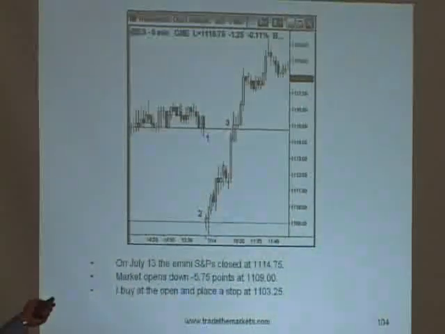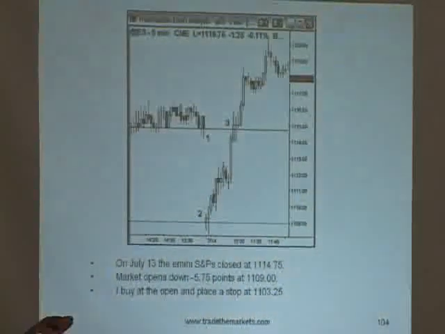So what I'm going to do is, it's 1114.75, then I'm just going to put my sell limit at 1114.50. Okay? Make sense? See, another one who got it. Okay, we got that.